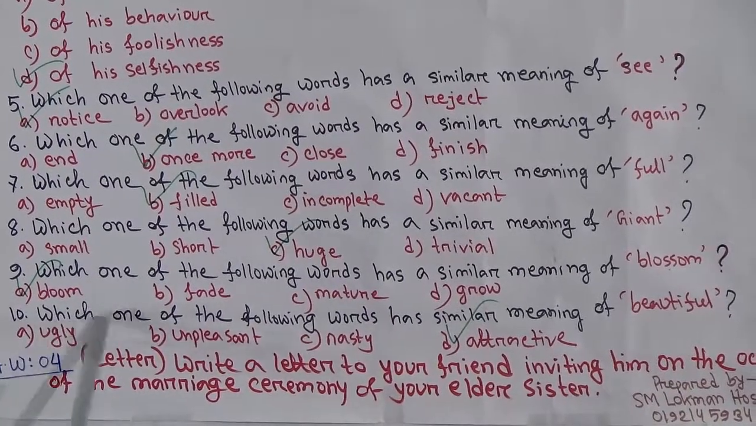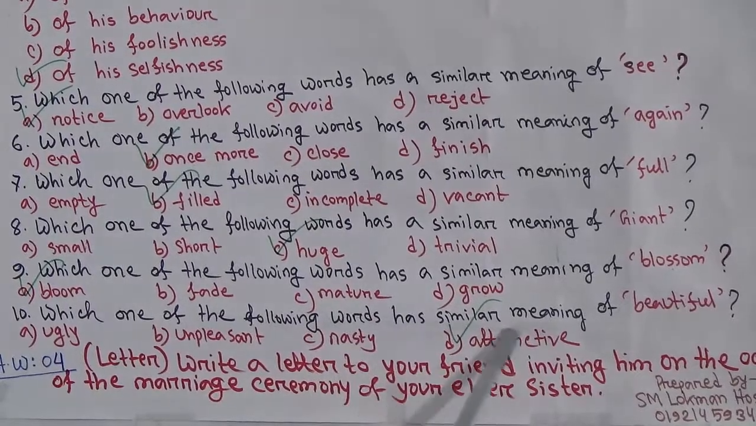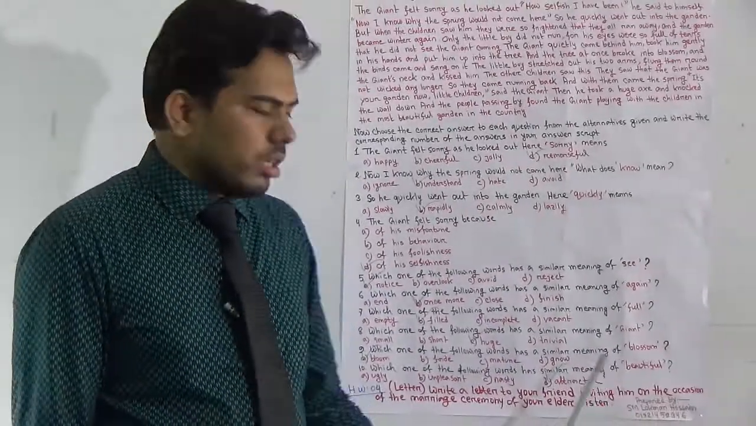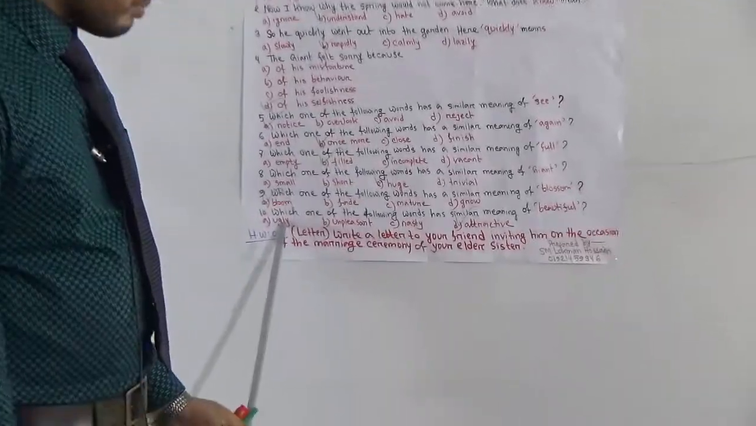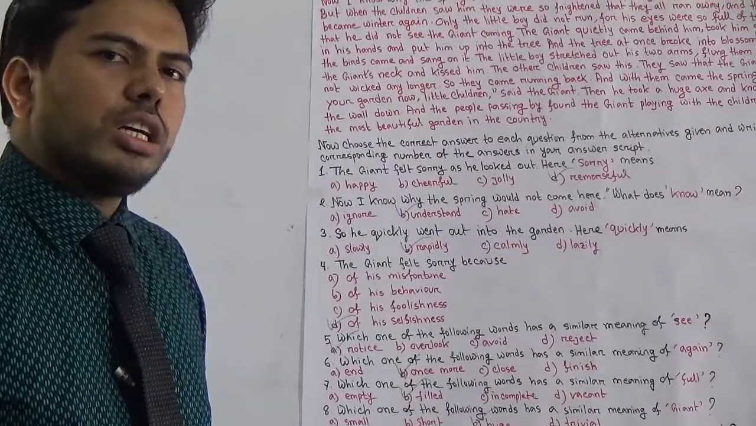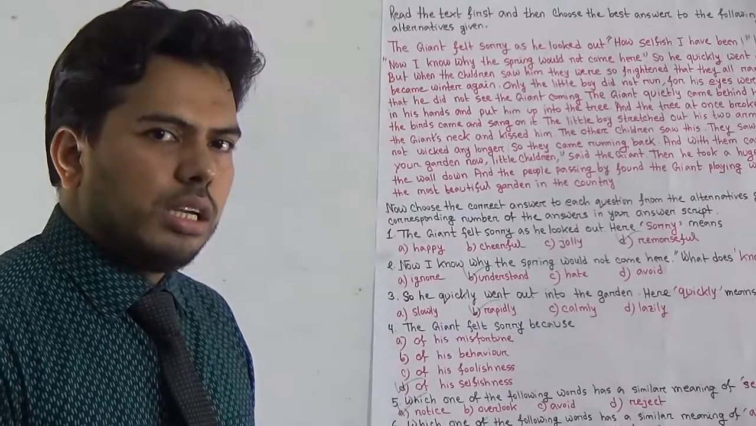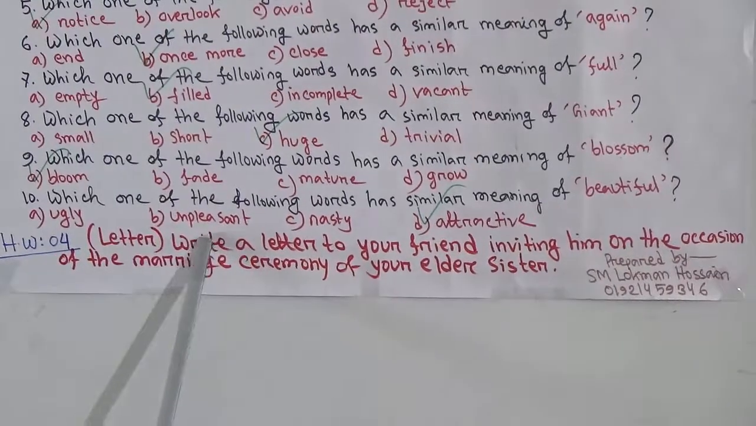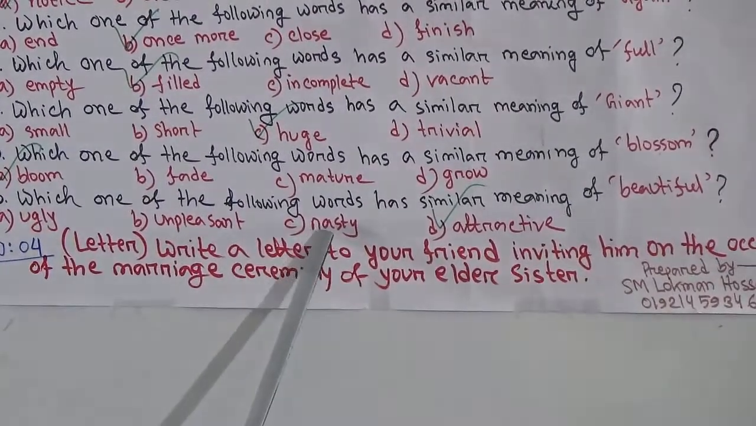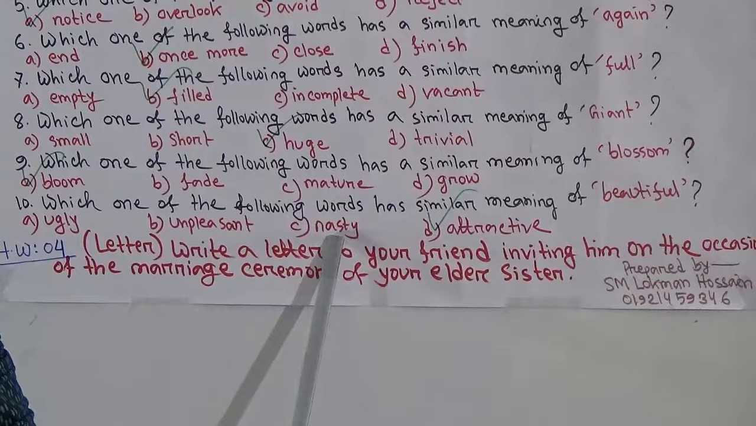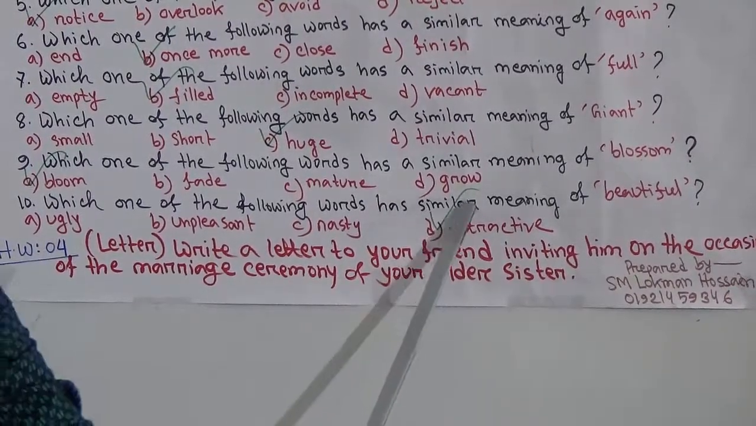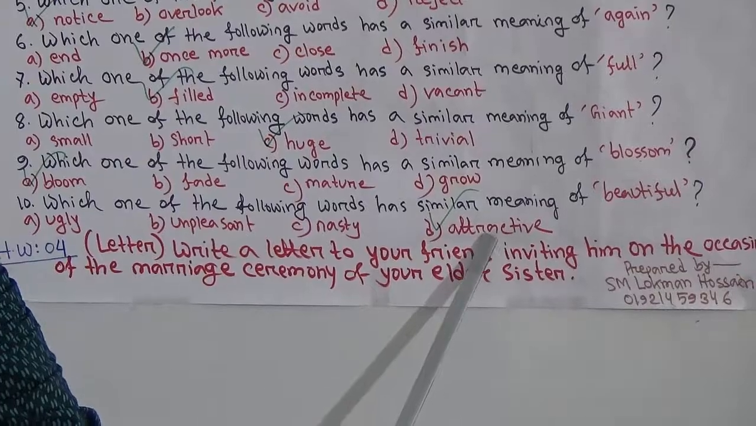Okay, next one is, which one of the following words has a similar meaning to beautiful? This is the last one. Beautiful, first option is ugly. No, it cannot be the meaning of beautiful. It can be the antonym of beautiful. Second one is unpleasant. Unpleasant, unhappy is not the meaning of beauty. Nasty is the synonym of ugly. So attractive should be the correct answer here.